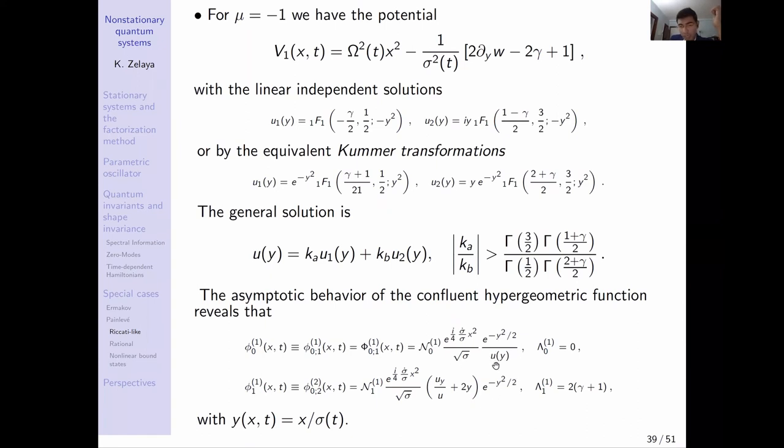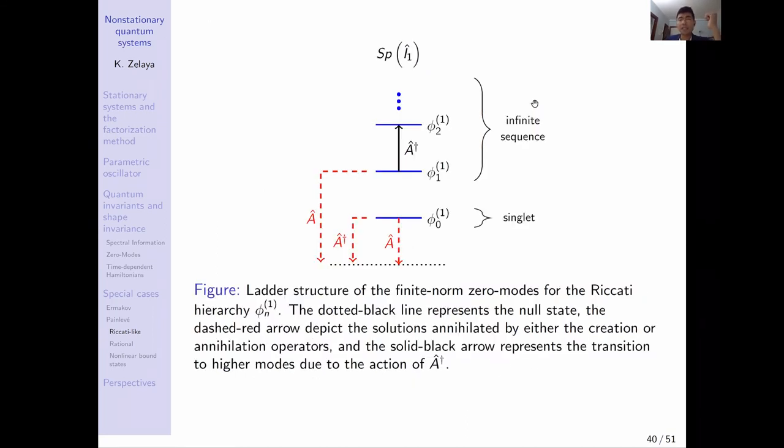So here we can see that this is why u must be different from zero, because otherwise we will have a singularity in this zero mode. So summarizing this Riccati case, the spectrum is classified by this.